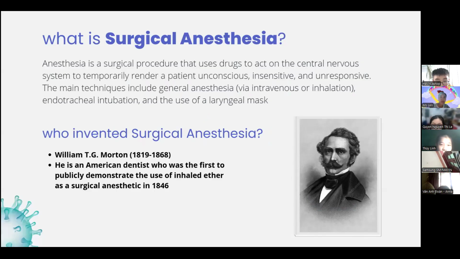What is surgical anesthesia? Anesthesia is a surgical procedure that uses drugs to act on the central nervous system to temporarily render a patient unconscious, insensitive, and unresponsive. The main techniques include general anesthesia, via intravenous or inhalation, endotracheal intubation, and the use of a laryngeal mask.